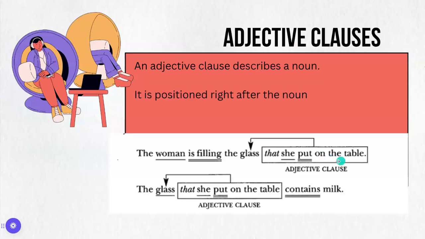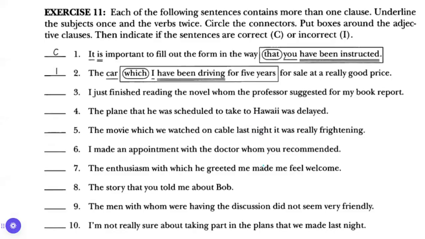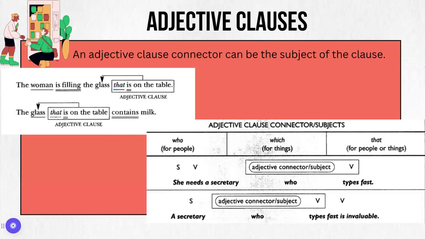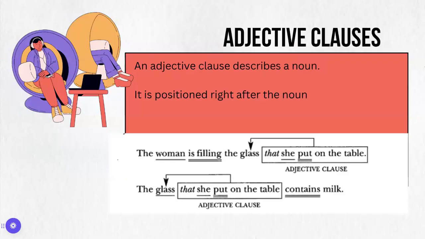This is just a little bit different from this one because in the case that we're looking into right now, the connector is the subject of the clause. Okay? The connectors are the same except for this one. Here we use who for people. In the previous one, we had whom.